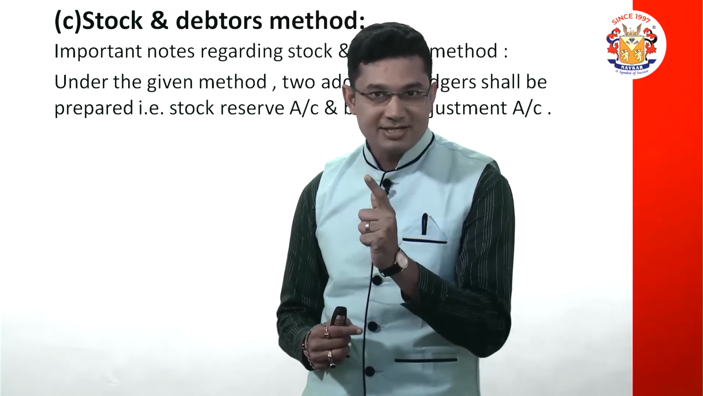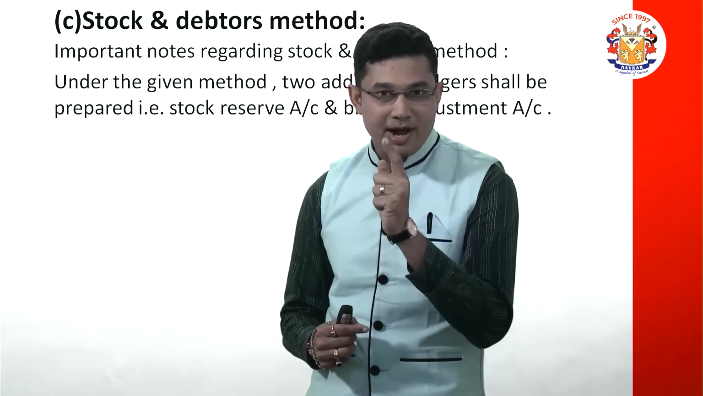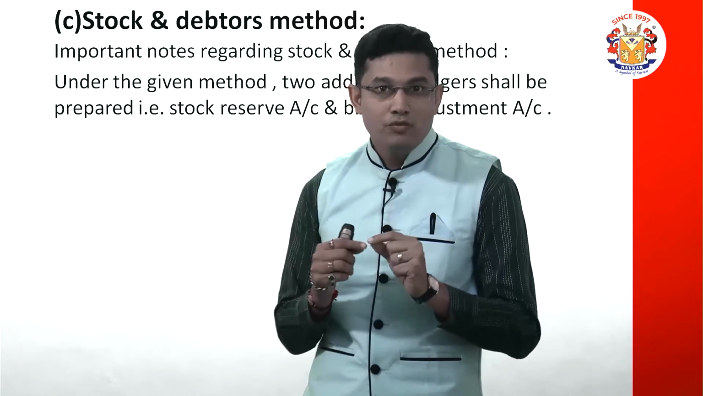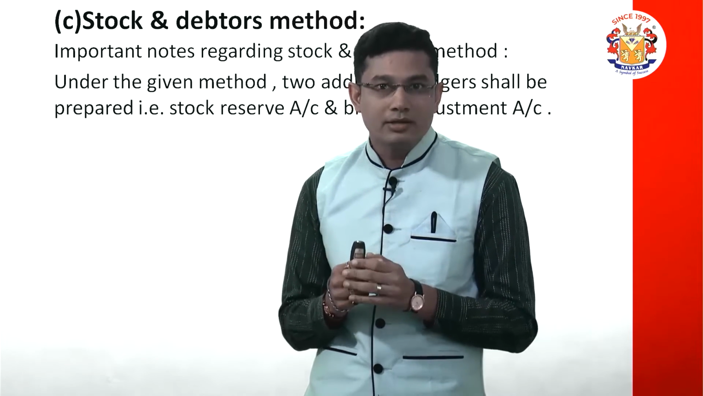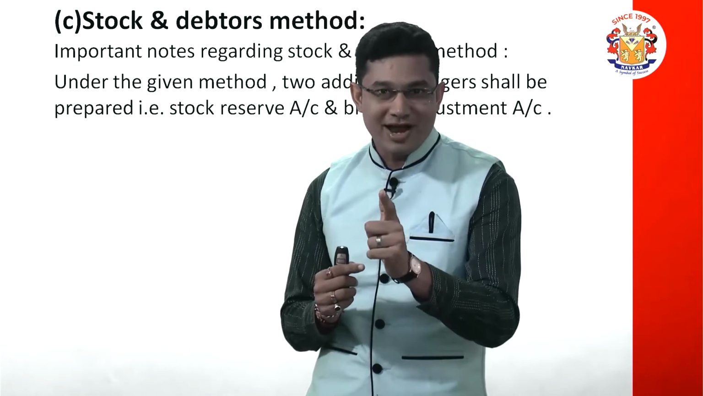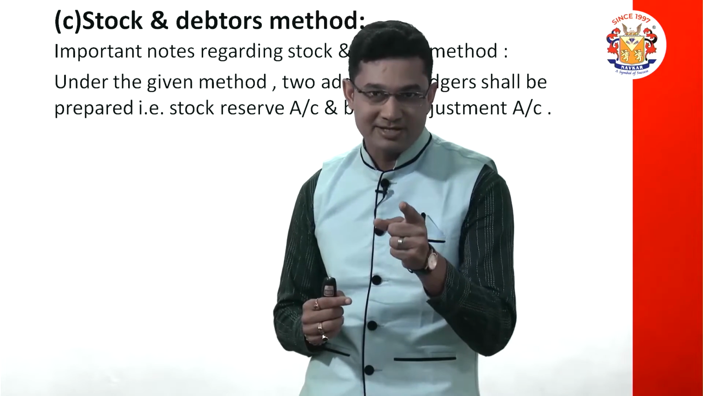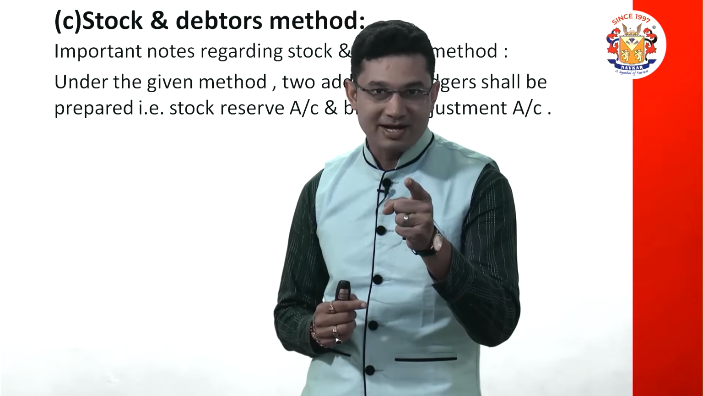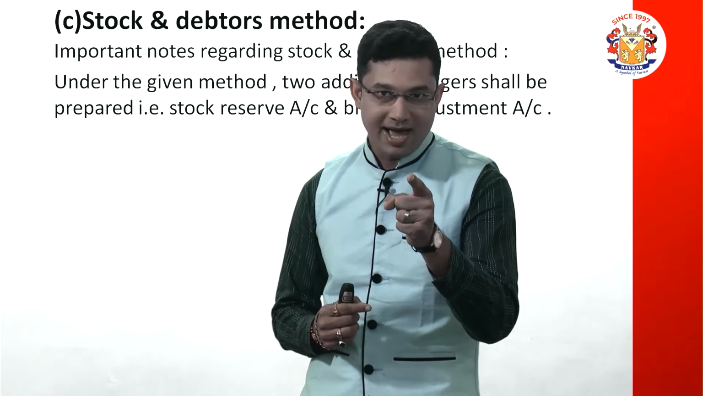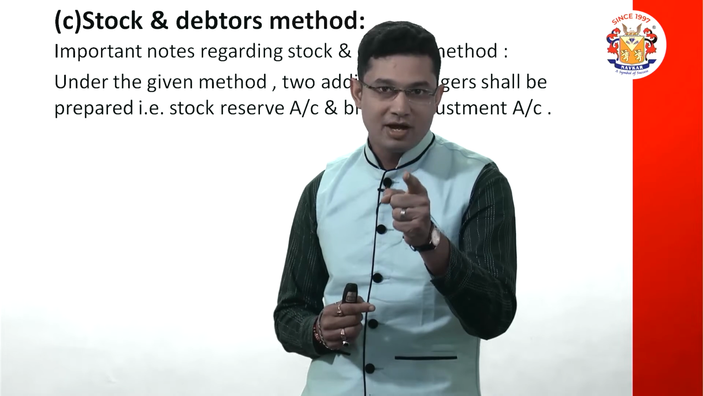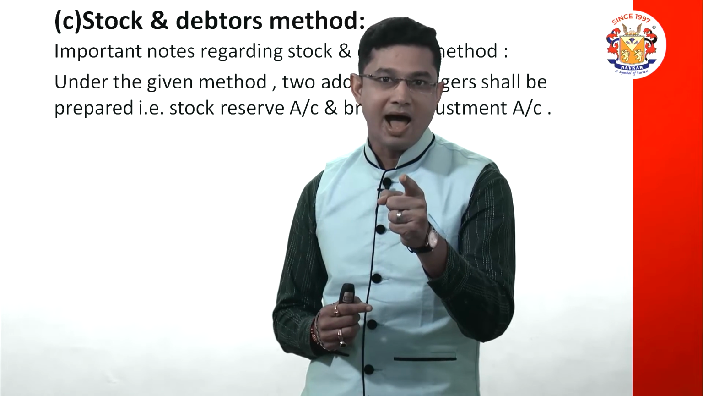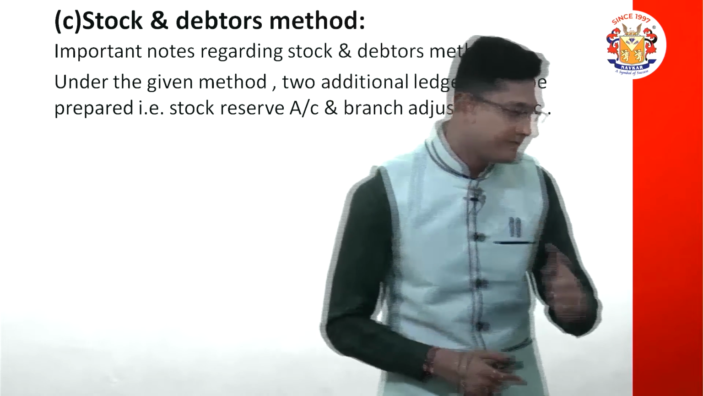So ultimately the profit which will be available in branch stock account will be transferred to branch adjustment account. And in case of branch adjustment account, what will we get? We will get gross profit, means selling price minus cost price. So difference on the debit side of branch adjustment account will be known as gross profit through branch. Okay, next one.